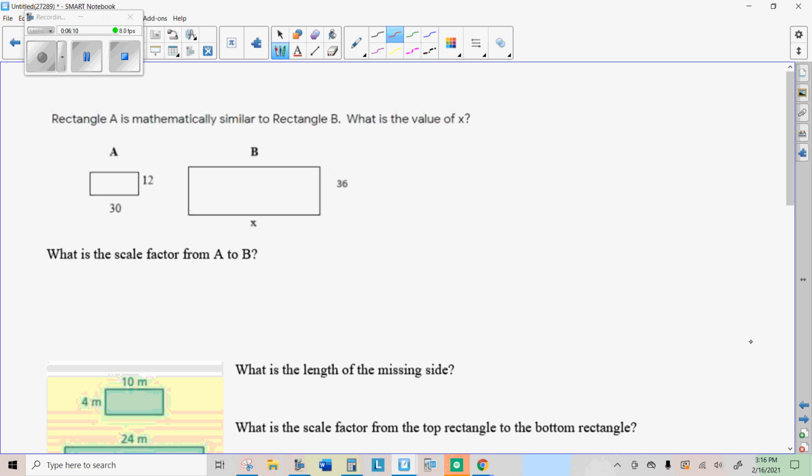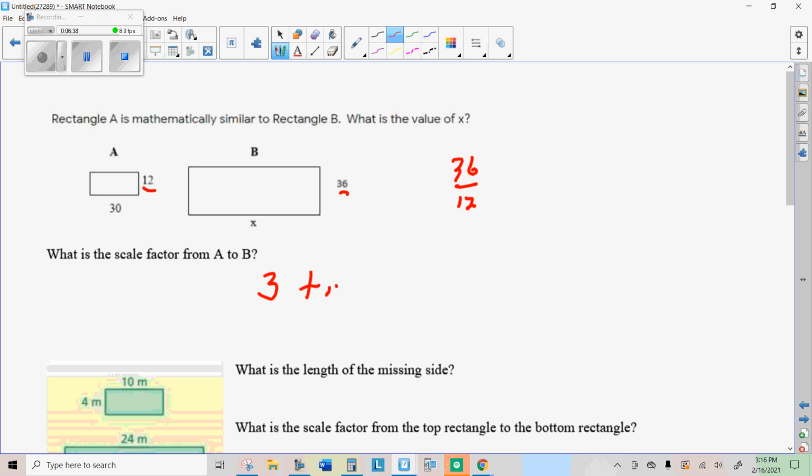All right, and let's talk about these rectangles. To find the missing value x, you have two ways you could do it. One way is just looking at these similar rectangles and seeing if you can figure out what the scale factor is. Here we have a scale factor, we're going from 12 to 36. You would do 36 divided by 12 to find the scale factor, which is 3.